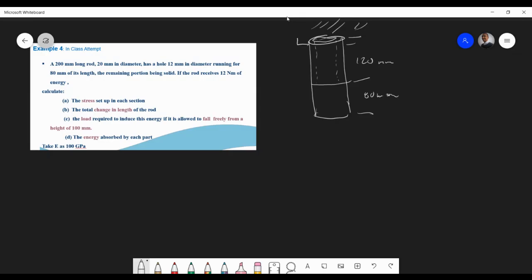So let's say the rod achieves 12 Newton meter, which is essentially joules of energy, right? So obviously now we have three relationships. One would be force 1 equals force 2. We also know the total change in length is going to be the sum, U1 plus U2. So those are the essential relationships I'll use.